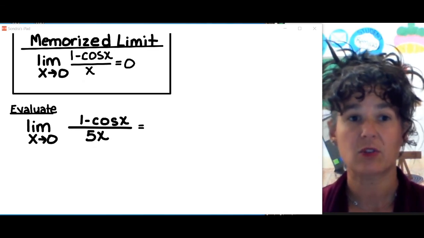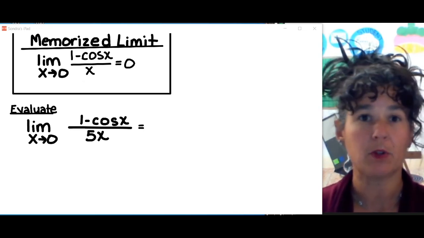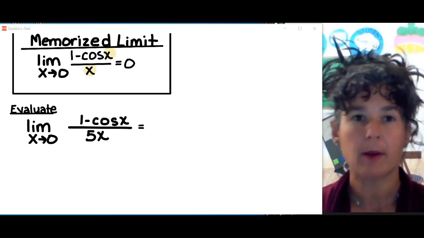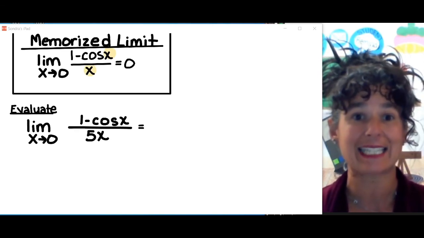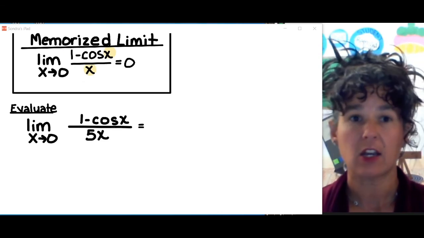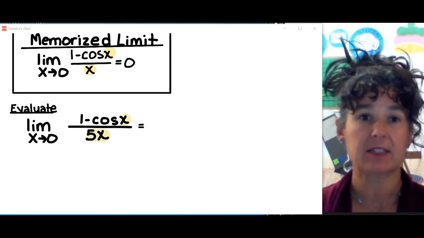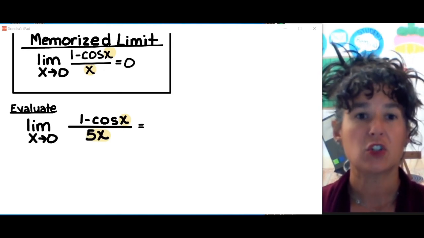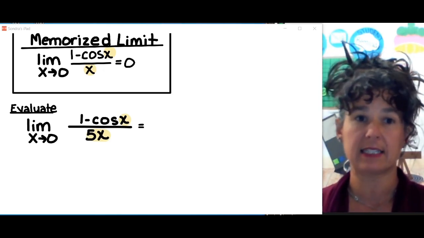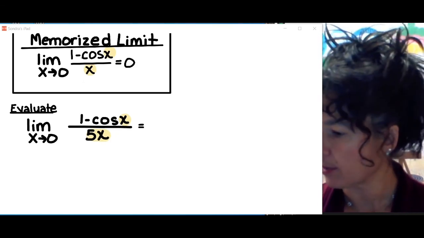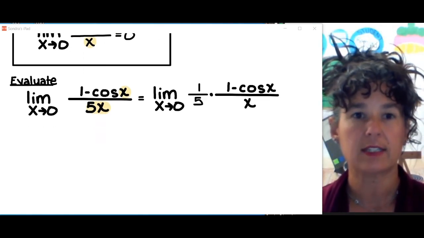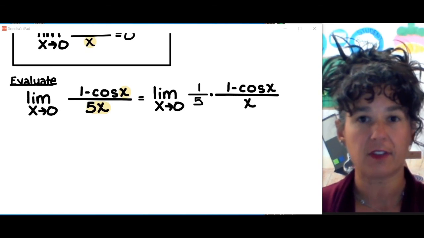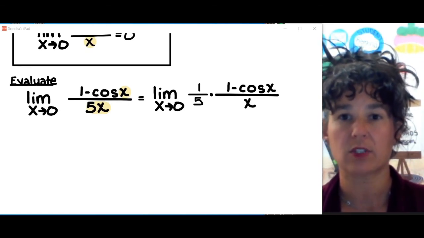Evaluating the limit as x goes to 0 of 1 minus cosine x over 5x, that really resembles our memorized limit. But remember, in the memorized limit, it's really saying 1 minus the cosine of something over the exact same something. Currently, we have an x and a 5x, but we need those to be identical. To do that, I'm going to rewrite this limit. All right, so I'm going to rewrite that. And notice I have 1/5 multiplied by 1 minus cosine x over x.